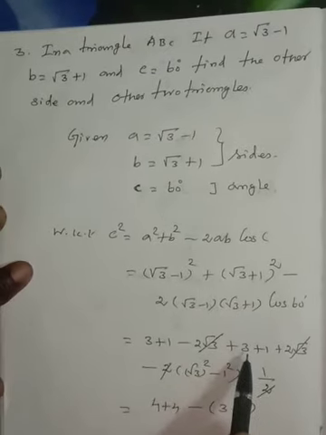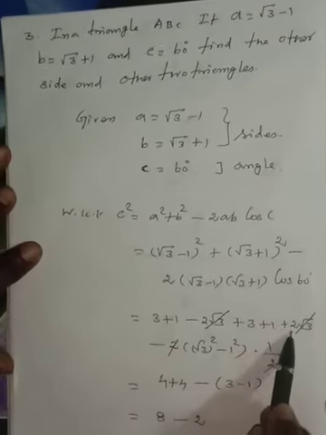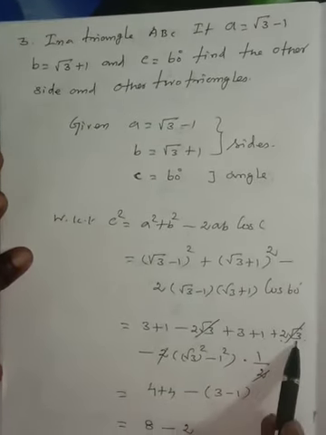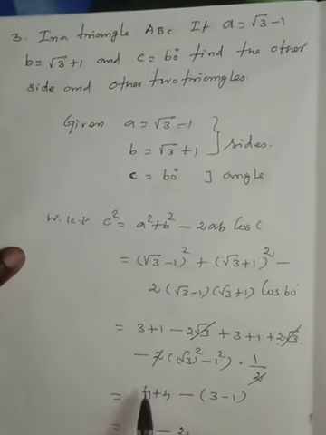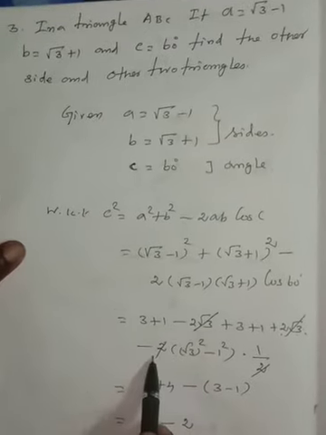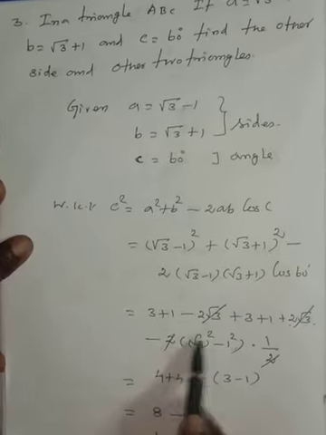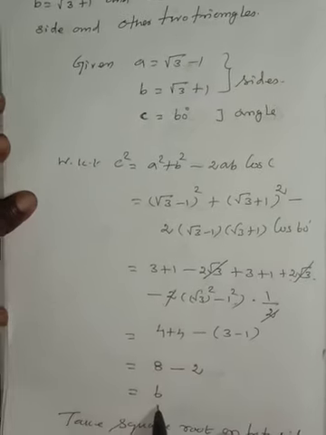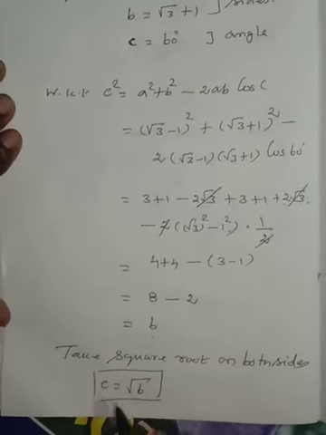Root 3 whole square is 3, plus 1 square is 1, plus 2 into root 3 into 1, which is 2 root 3. Cancelling these two, 2 root 3, the remaining part is 4 plus 4, which is 8. Then (a plus b) into (a minus b), a square minus b square: root 3 whole square is 3, 3 minus 1 is 2. So 8 minus 2 is 6. Take square root on both sides, we get c is equal to root 6.